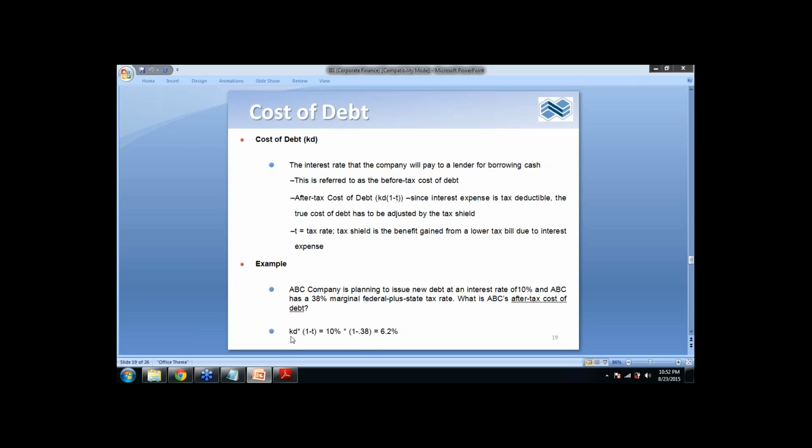So here you can see, participants, KD means it is the cost of debt. 1 minus CT means it is the tax, alright, and then that is equal to 10%, which will be what? The interest rate, and you are multiplying with 1 minus 0.38, because this 38% is the tax that we are going to pay. So the cost of the debt will be 6.2%. Okay.